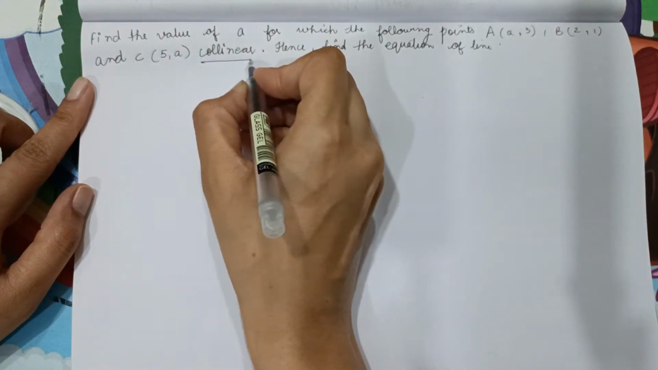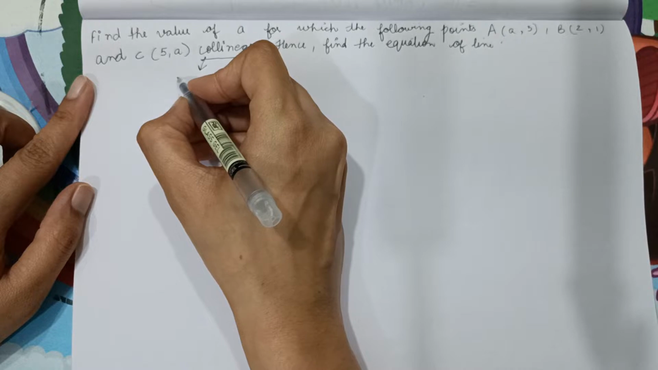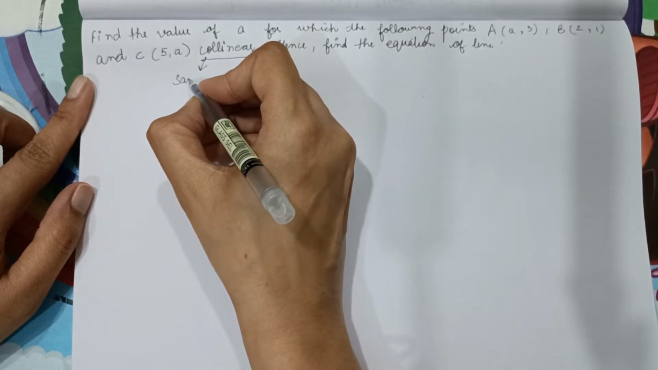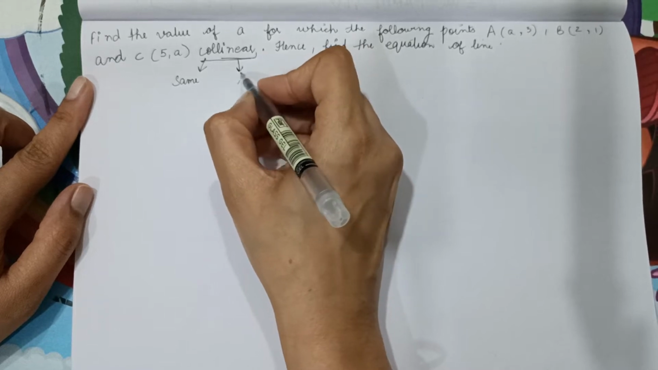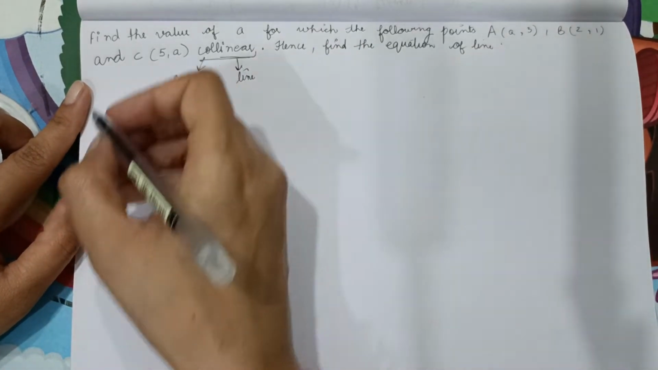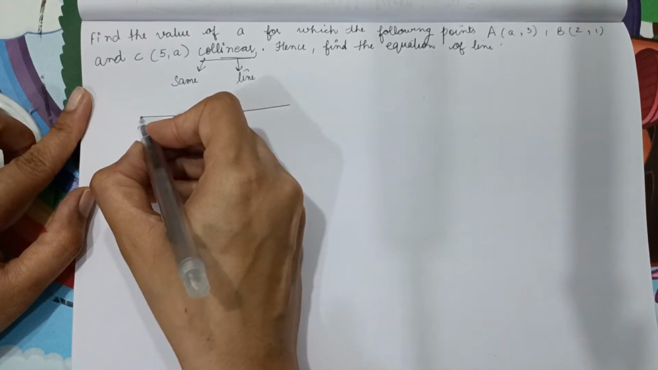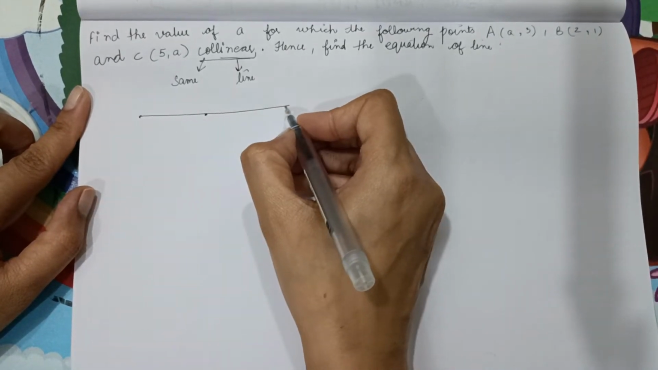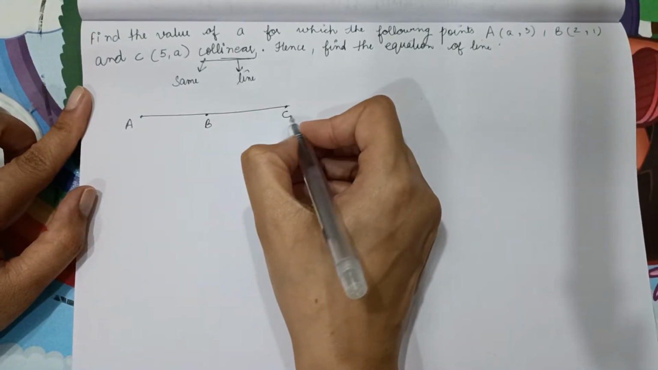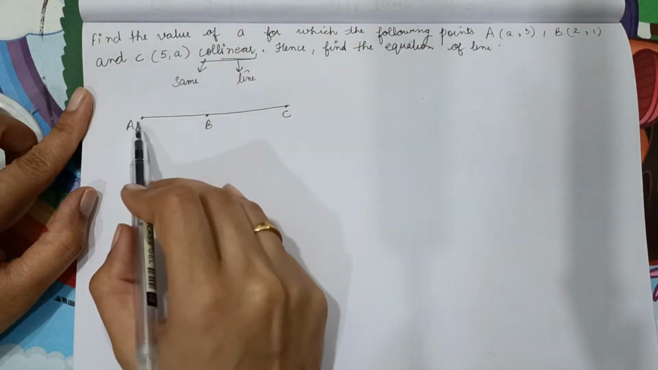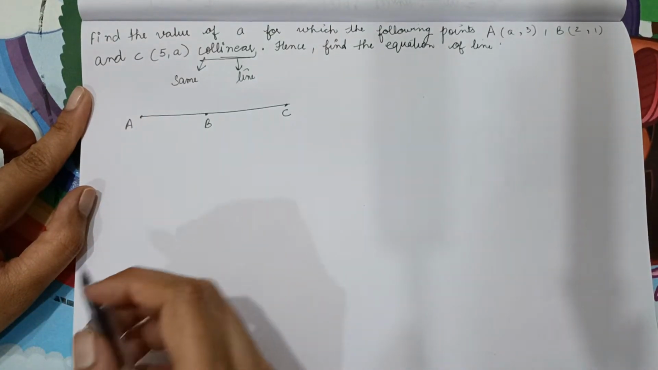So what is the meaning of collinear? From the word itself we try to understand its meaning. Co means same, linear means line. So if the points are collinear, that means all the 3 points lie on the same line. So our points are like this. If this is the line, all the points lie on this line itself.